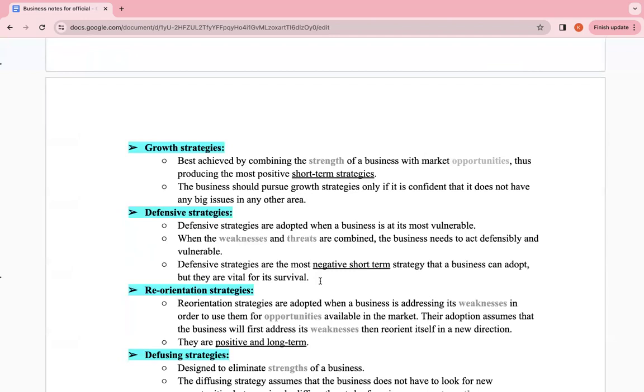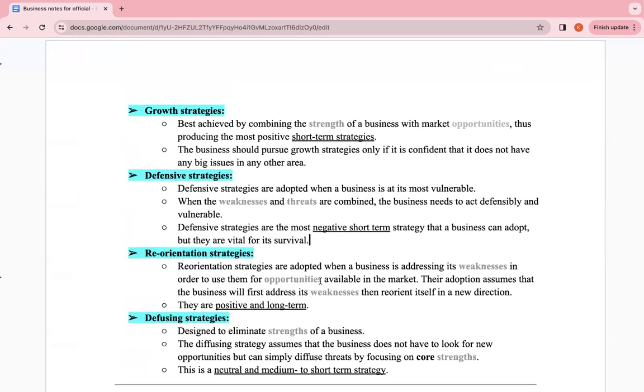Defensive strategies are the most negative short-term strategy that a business can adopt, but they are vital for its survival. Reorientation strategies: the business can adopt them by adjusting its weaknesses in order to use them for opportunities that are available in the market. The adoption assumes that the business will first address its weakness, then reorient itself into a new direction. They are positive and long term. So defensive and growth are short term, but reorientation is long term.